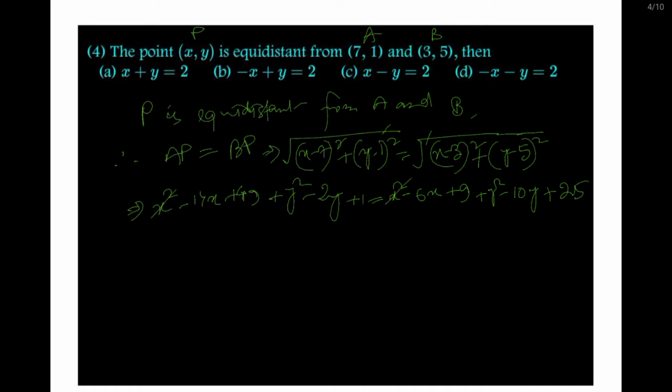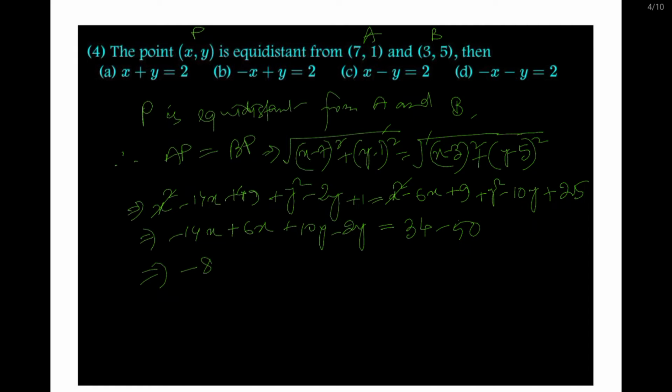x squared and x squared will cancel each other, so we will be left with minus 14x plus 6x, minus 2y plus 10y, is equal to 25 plus 9, which becomes 34, minus 49 minus 1, which will be minus 50. So the linear relation, we will get it as minus 16.